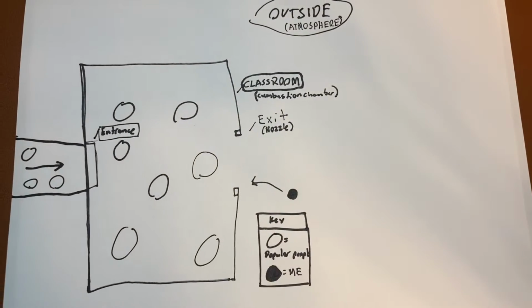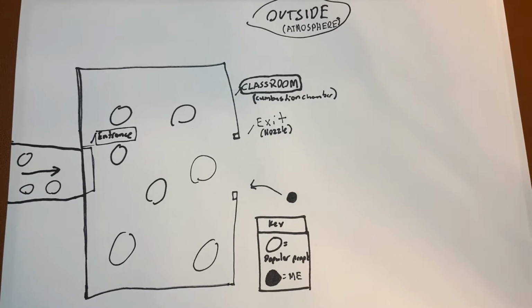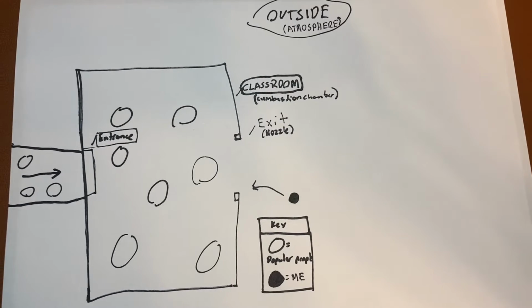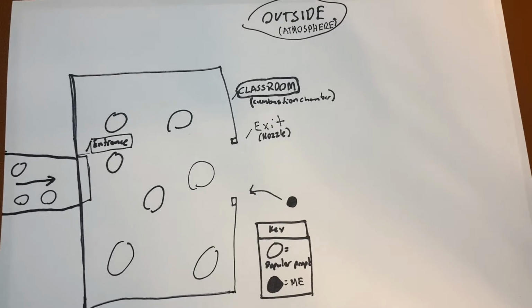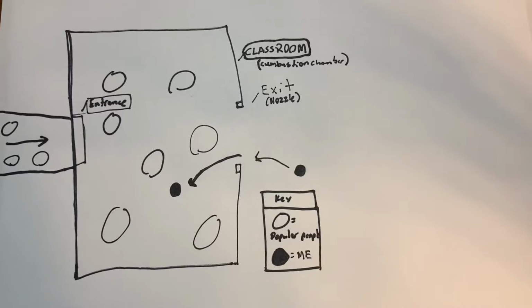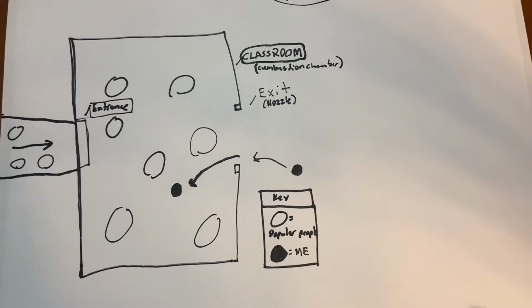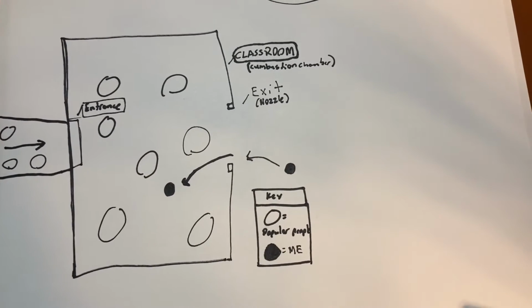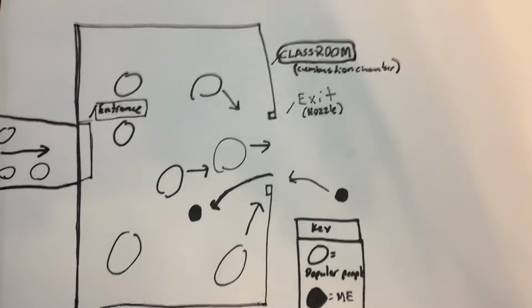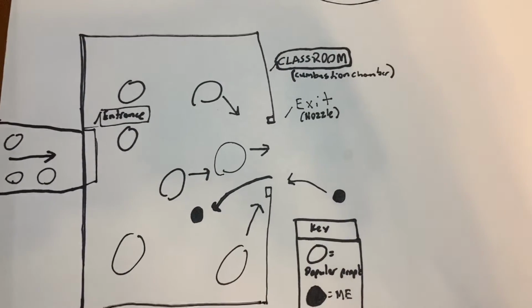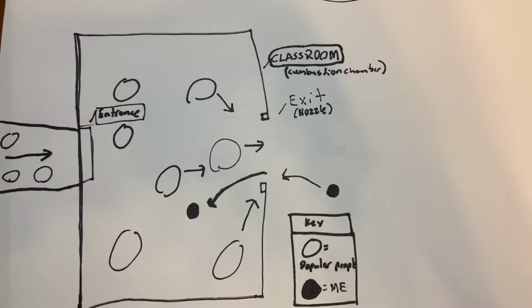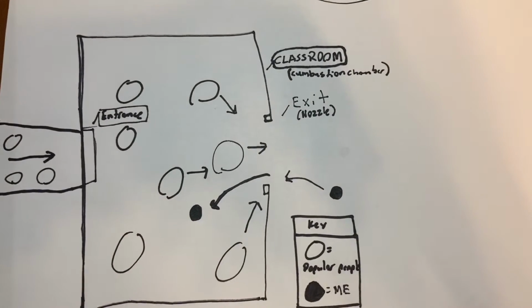Now let's say this little black dot down here represents me, and I walk into the classroom and start talking about all this random rocket science stuff that they don't understand. None of them understand it, so they think this is a kind of awkward situation. So then all of the popular people leave the room. And this little door here is our nozzle, which all of the little people are going to walk out of.